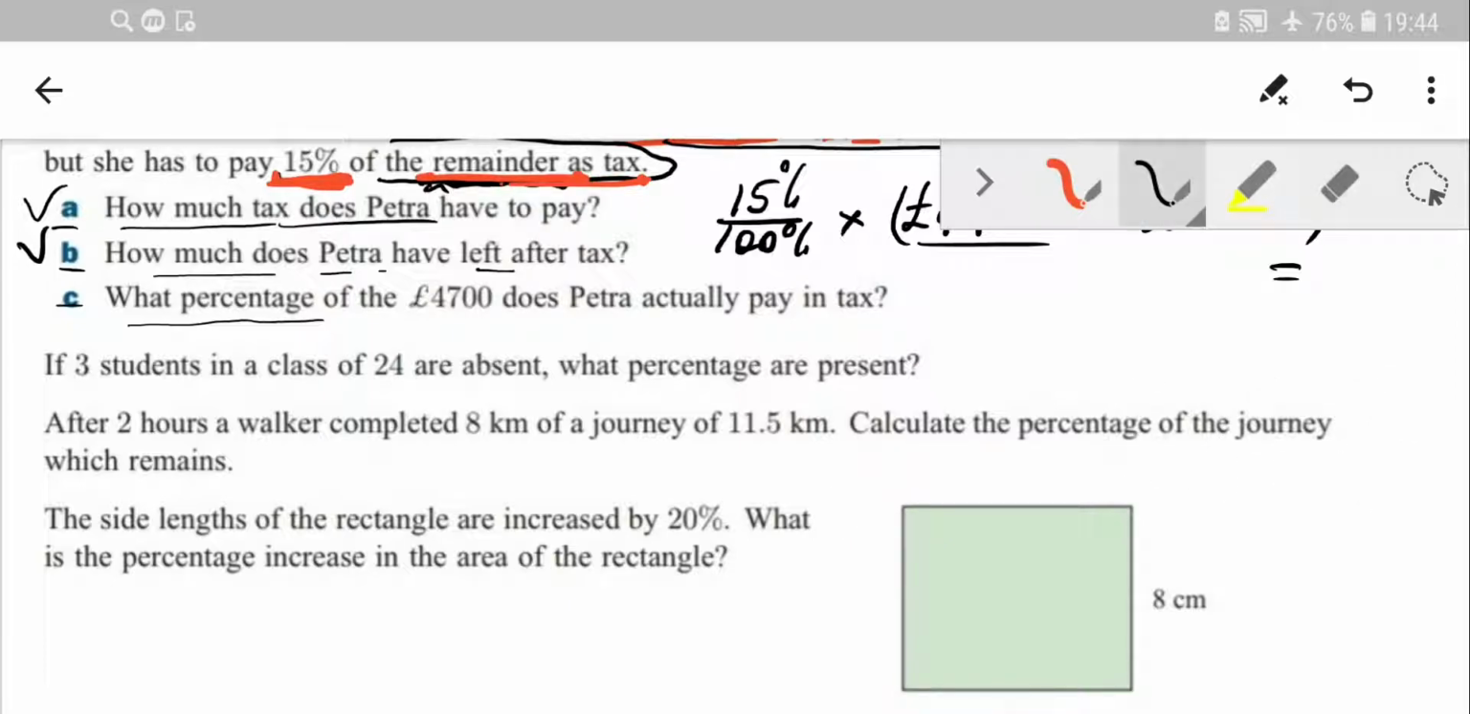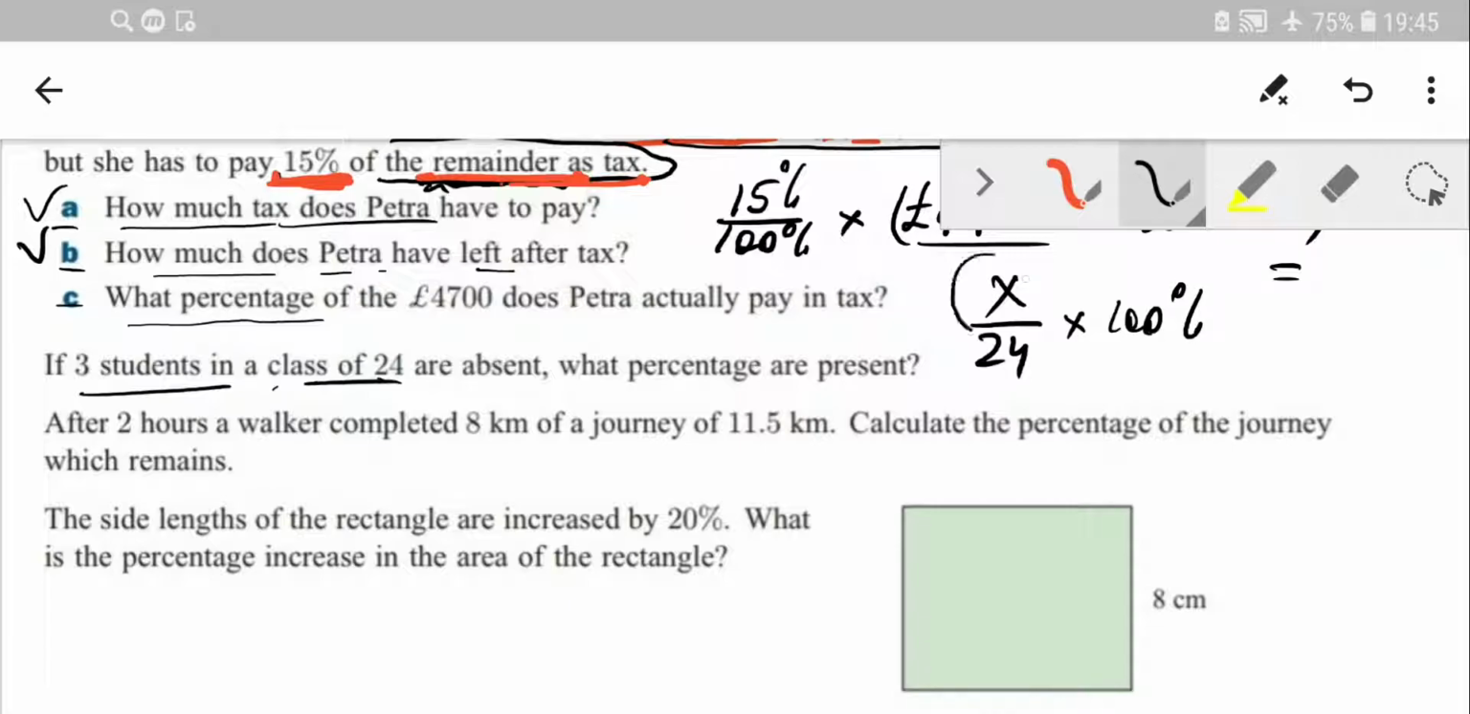So the next one. If 3 students in a class of 24 are absent, what percentage are present? Present is basically those who are present, over, so one more time. Let's say x is those who are present, we divide it by 24, get the fraction of those who are present, and multiply by 100.